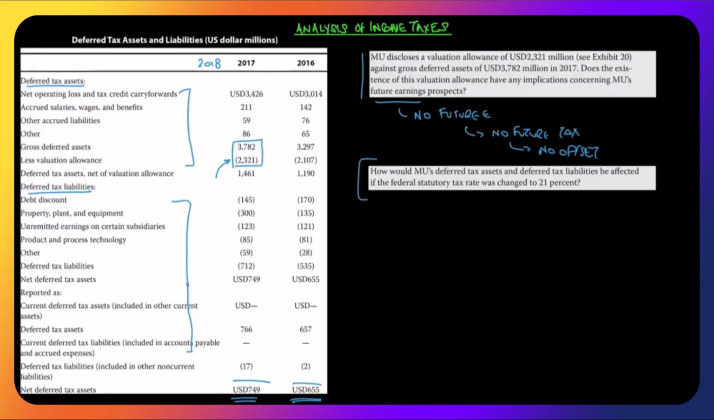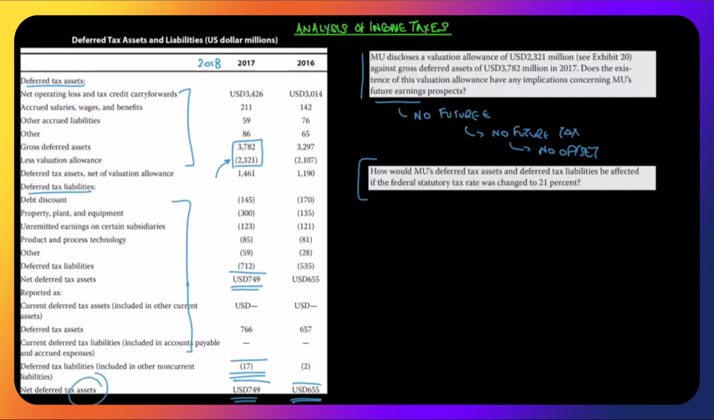Second one, how would MU's deferred tax assets and liabilities be affected if the federal statutory tax rate was changed to 21%? Well, we did this earlier, but this is just to highlight that this breakdown of assets and liabilities allows you to answer this question. We can see we get all the way down to a net deferred tax assets figure of 749. Deferred tax liabilities of 17. So we have a net asset overall of 749.